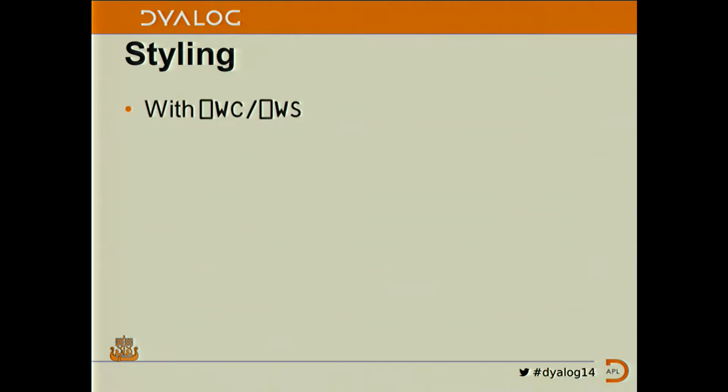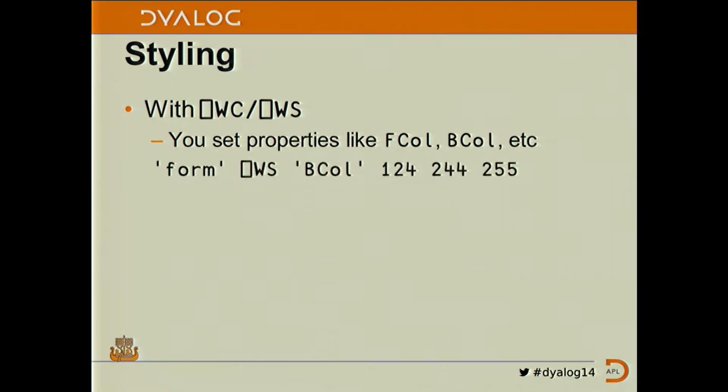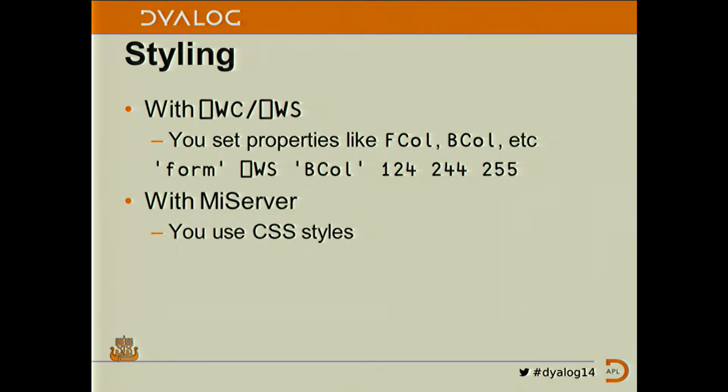In terms of styling, with quad WC and quad WS, you're going to set properties like the foreground color, the background color, and so on. So in here, I'm going to set the background color of my form to whatever color those three digits translate to. Anybody want to guess? No? No? With MiServer, you're going to use CSS, Cascading Style Sheet styling. So you're going to say that the body of my form is going to have a background color of cyan, which is what 124, 244, 255 is.